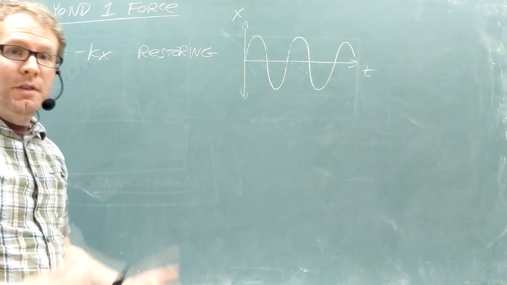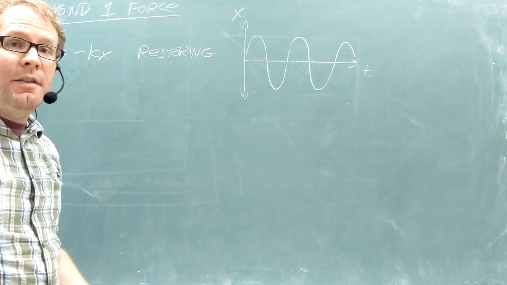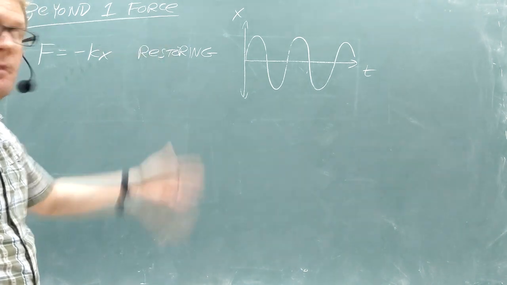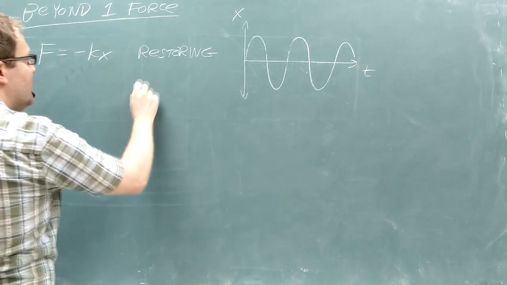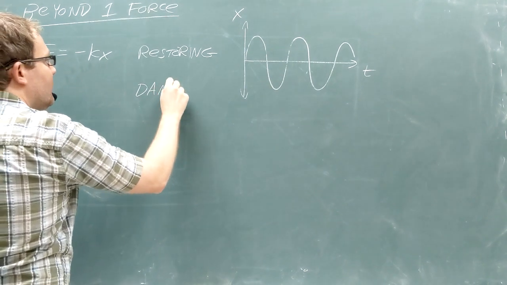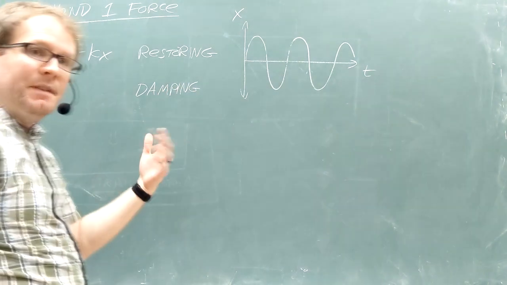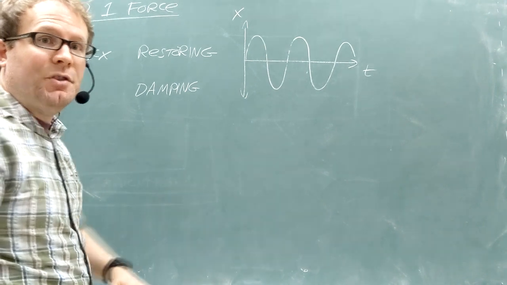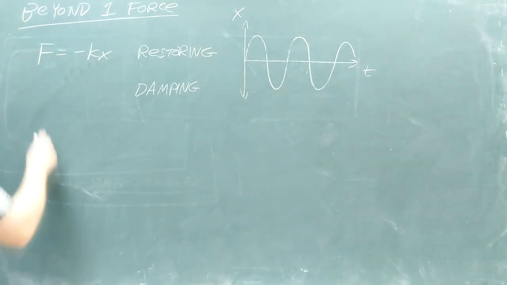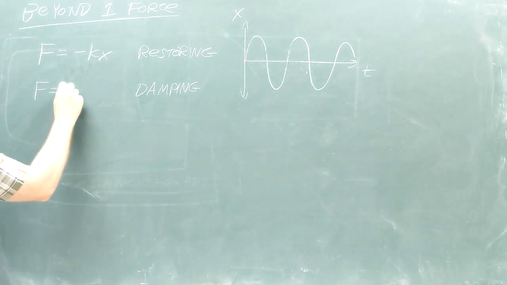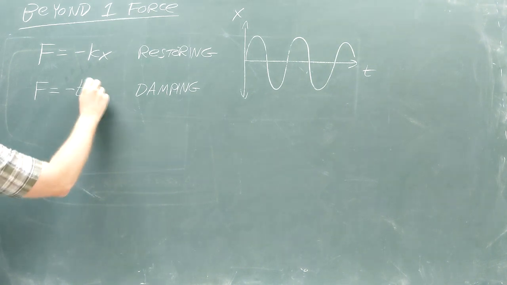But that doesn't have to be the only force that acts on this particle, spring, whatever it is that we're looking at. You could also have some sort of damping force that works to rob the system of energy by sapping energy away into the surroundings. The simplest damping force you can have is a negative b times the velocity.